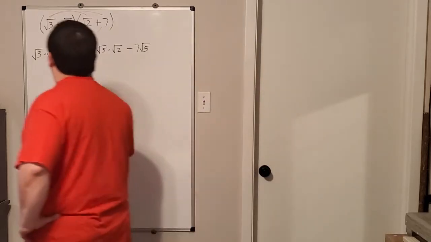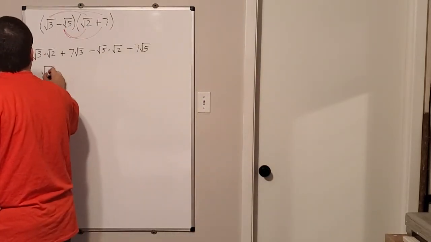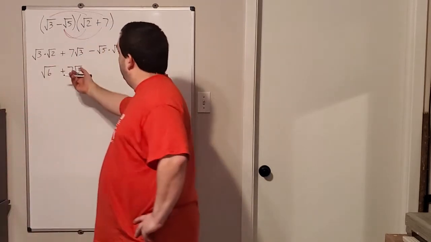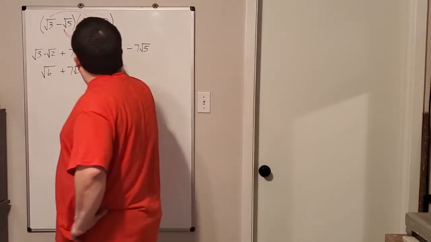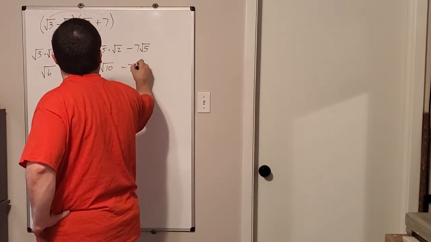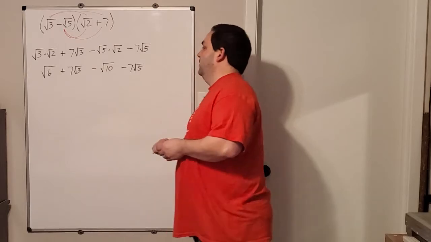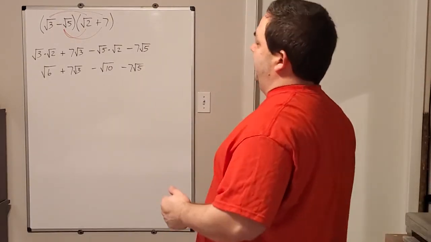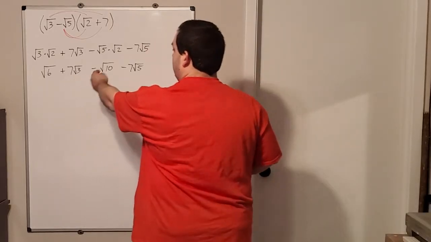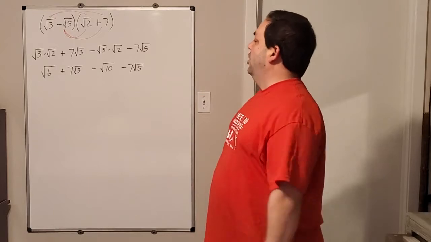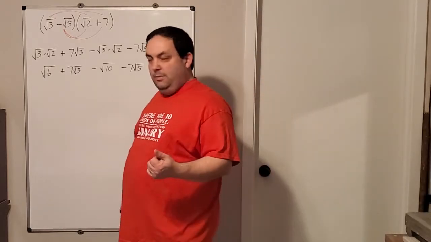But over here, 3 times 2, of course, we've got square root of 6. 7 square root of 3 can't be combined any more than that. Minus square root of 10. And then still minus 7 square root of 5 there. Now let's look really carefully. Are any of those radicals the same? Square root of 6, square root of 3, square root of 10, square root of 5. Nothing. So no like terms, and I can't simplify them individually.